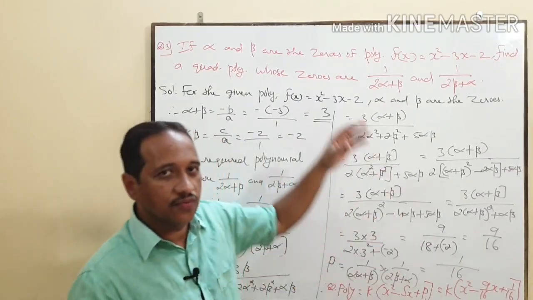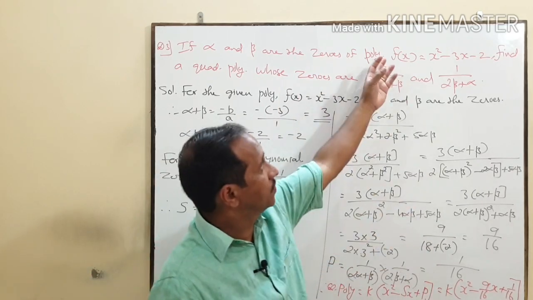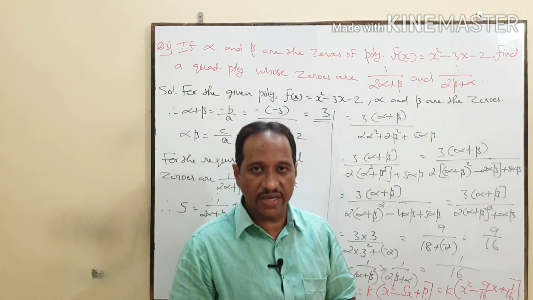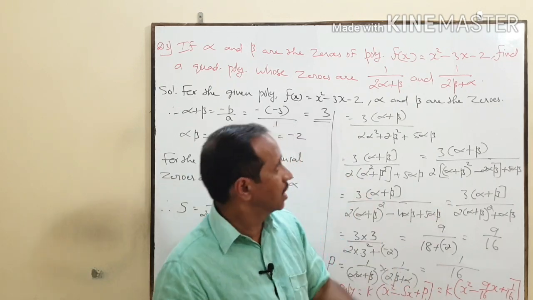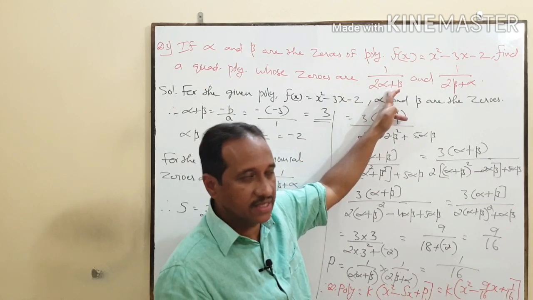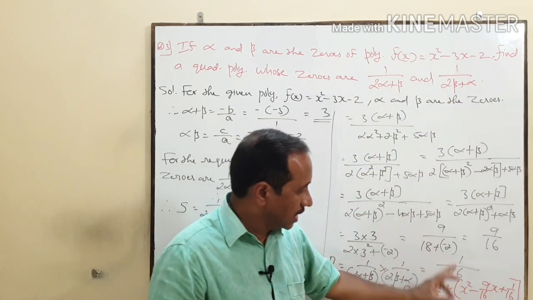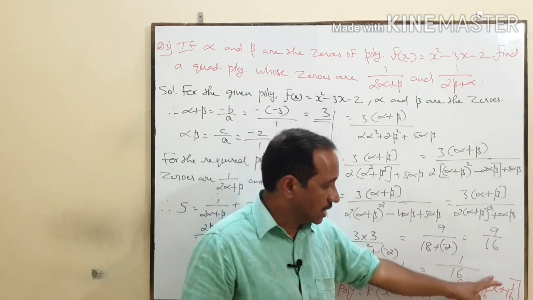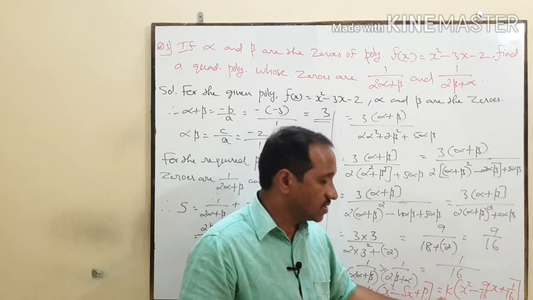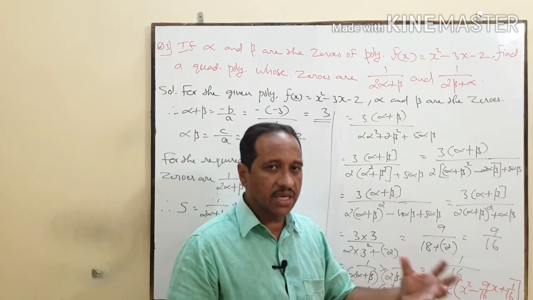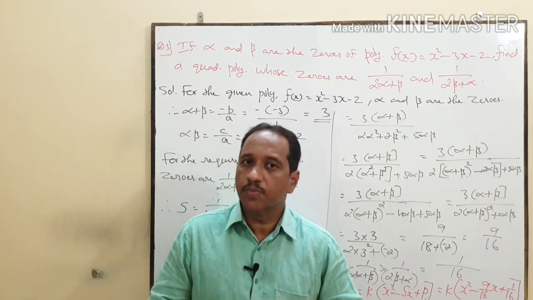That is, if alpha and beta are the zeros of the quadratic polynomial f of x equal to x square minus 3x minus 2, then the polynomial whose zeros are 1 by 2 alpha plus beta and 1 by 2 beta plus alpha is k into x square minus 9 by 16 x plus 1 by 16, where k is any real number. K can be given any real number. So this is the required polynomial.